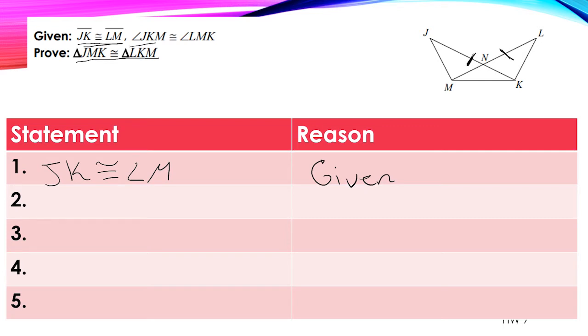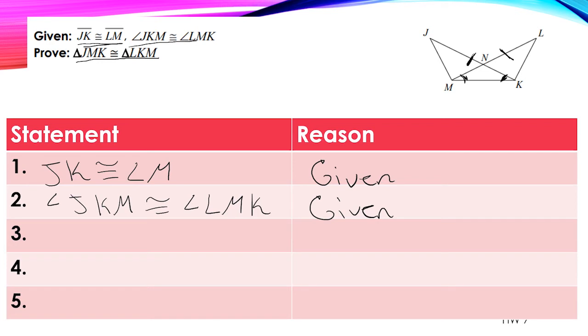Next, we have angle JKM is congruent to angle LMK. Again, that is a given statement. So let's label those congruent angles. So angle JKM would be this angle here. And then angle LMK is here. So we have these two congruent angles.